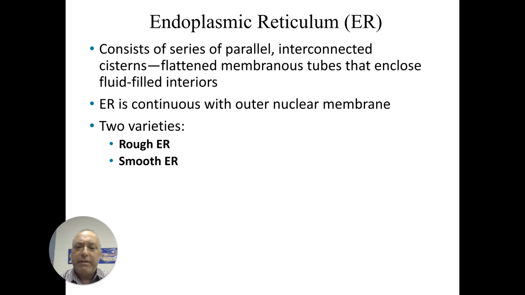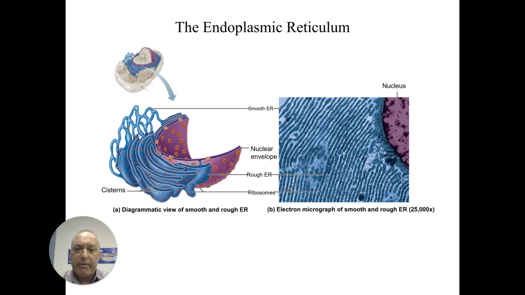The endoplasmic reticulum is a series of membranes, and it comes in a rough and a smooth form. The rough ER is the ER with ribosomes attached, whereas the smooth ER does not have ribosomes attached. And so we can see here, the rough ER has these dots. Those dots are ribosomes.